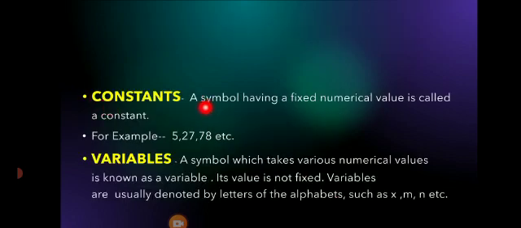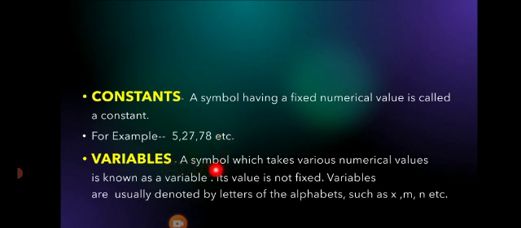First definition is of constants. A symbol having a fixed numerical value is called a constant. For example, 5, 27, 78, all these are constants.